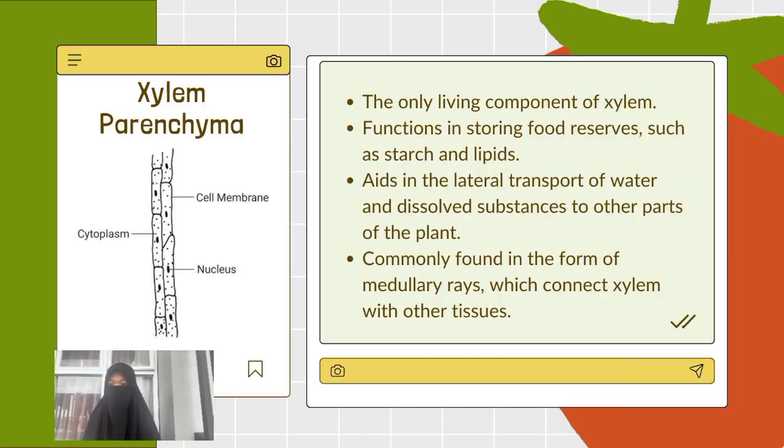The next structure is xylem parenchyma. The only living component of xylem, its function is storing food reserves such as starch and lipids, and it aids in the lateral transport of water and dissolved substances to other parts of the plant. It is commonly found in the form of medullary rays, which connect xylem with other tissues.